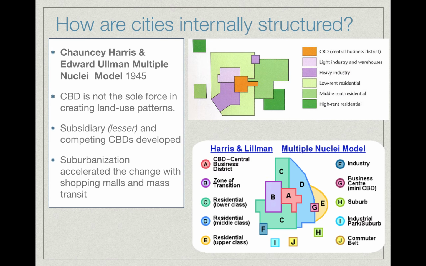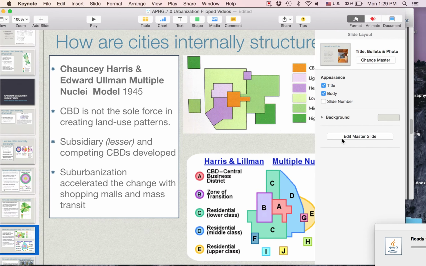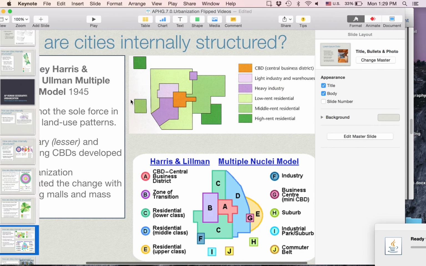Actually, I'm going to back myself up to give a simplistic definition here. In the multiple nuclei model, development is independent of the CBD. It's independent. Look at the model up at the top right-hand side here, so I can point to this. We have high rent residential districts and middle rent residential districts that are emerging independent of the CBD. There isn't necessarily a direct connection here. Again, this is 1945, so we still have our heavy industry primarily located within the central business district, the city center.